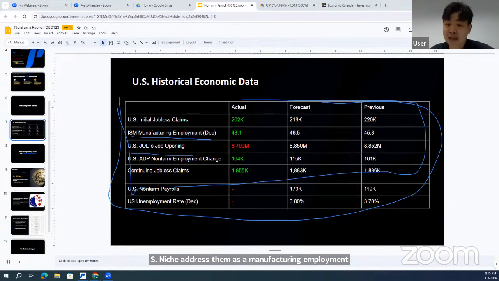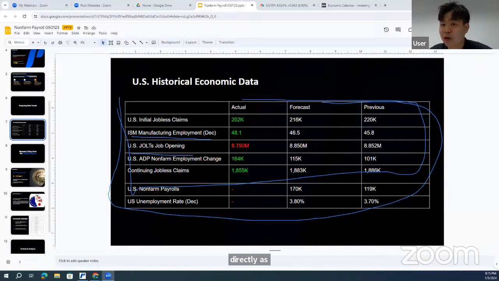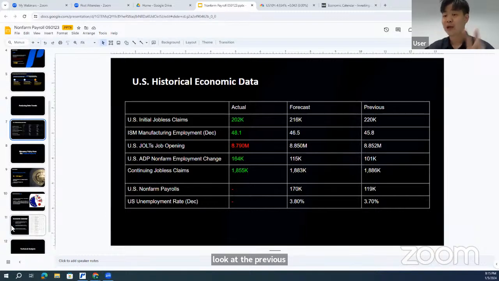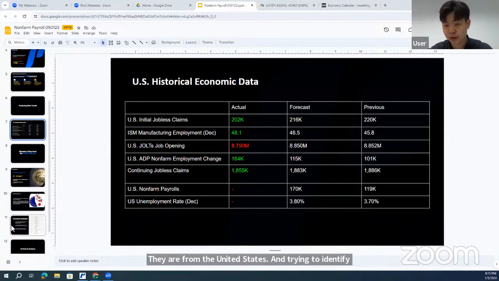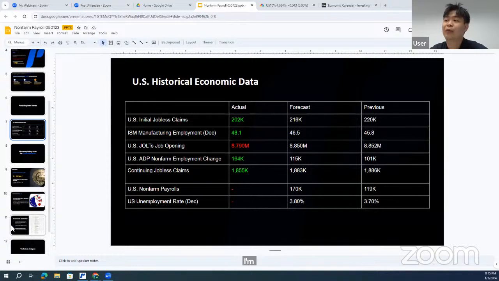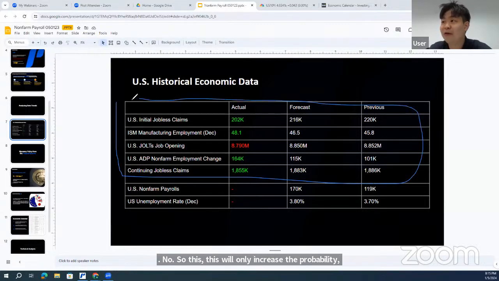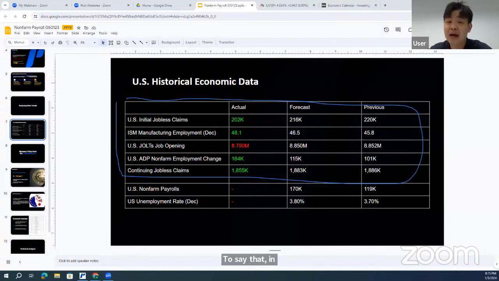So how can we forecast NFP? We try to look at the previous jobs economic data from the United States and identify whether the jobs market in the US is good or not. After you identify it, you try to predict whether the NFP is good or not. This will only increase the probability of predicting the NFP, but of course this is not 100%.